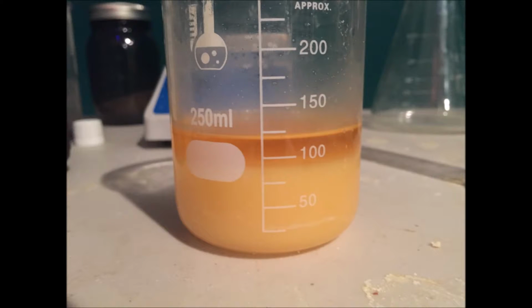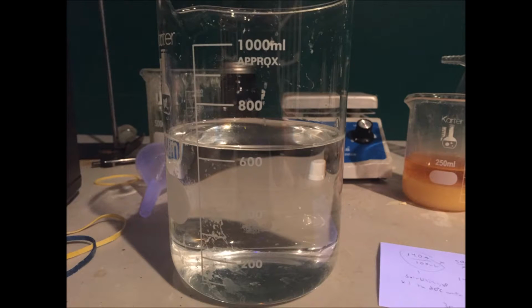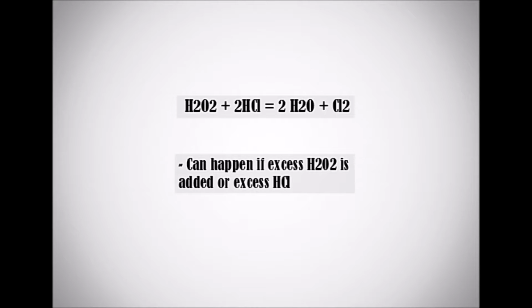I took the new volume and multiplied it by 5. This number would be the amount of hydrogen peroxide needed to oxidize the hydroiodic acid. It's important to make sure that your measurements are as accurate as possible to prevent the production of chlorine gas.